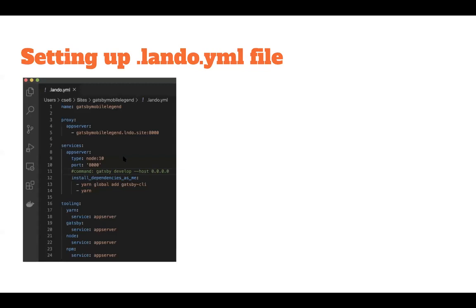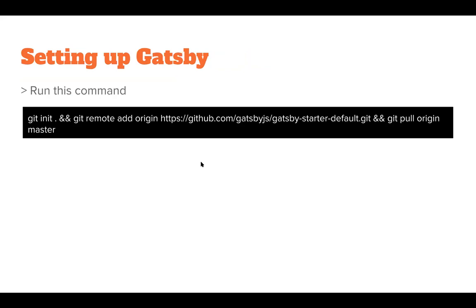Then we're going to configure our lando.yml file. So here we define the name of our application, then the URL, the alias. Then we're going to also define the app server and what node we're going to use. We also need to install Yarn as part of our requirements. Then Gatsby CLI, and then node and npm. Then after that, we're just going to clone the Gatsby starter default repo.